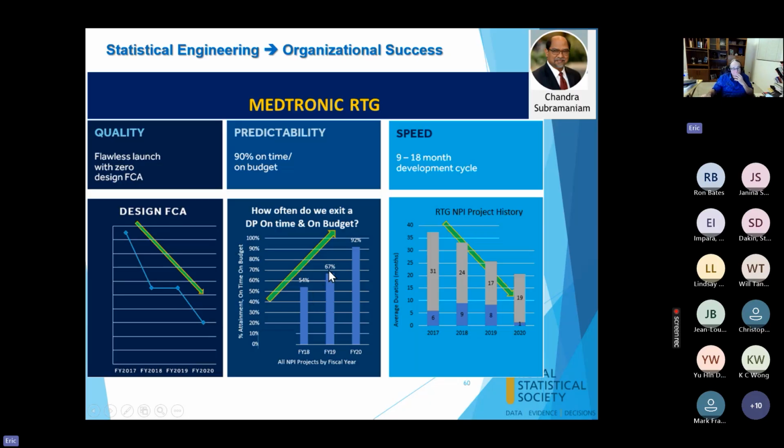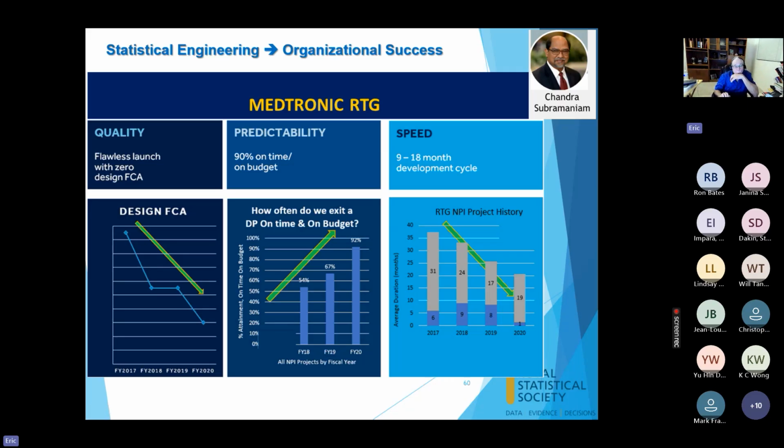Then we taught all the project managers to use Monte Carlo simulation on their project schedules, and we got 92% of our new product development projects being on budget and on schedule. And then we were able to use this predictive engineering on the product development process itself and reduce our development time by about a year on average. So very, very successful.